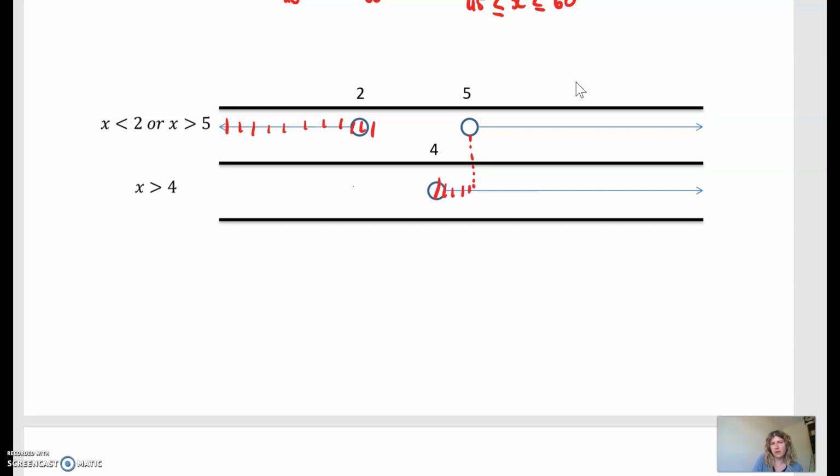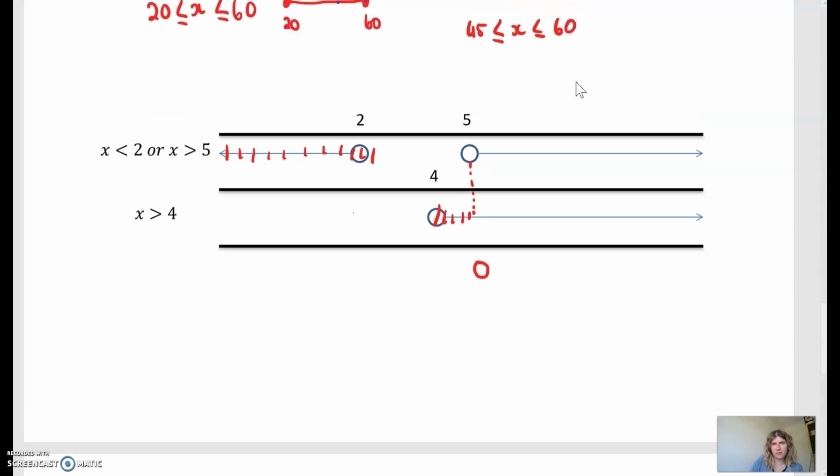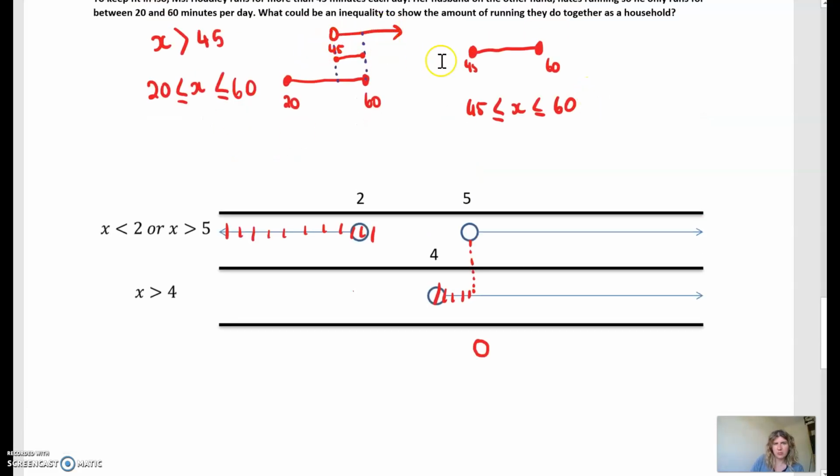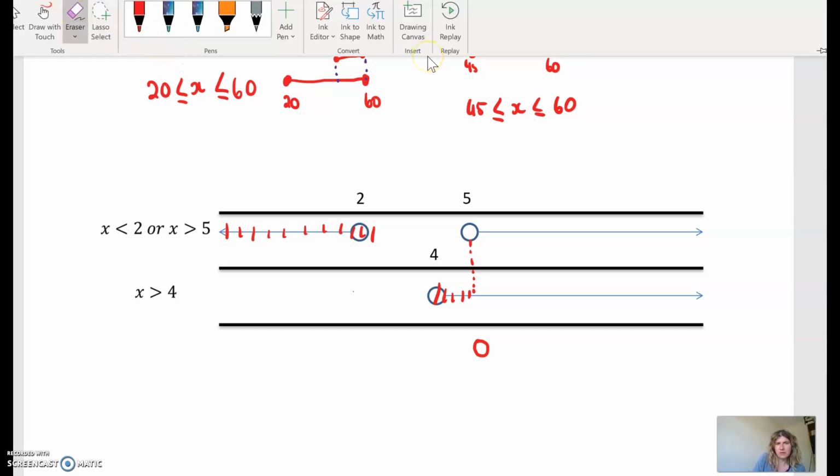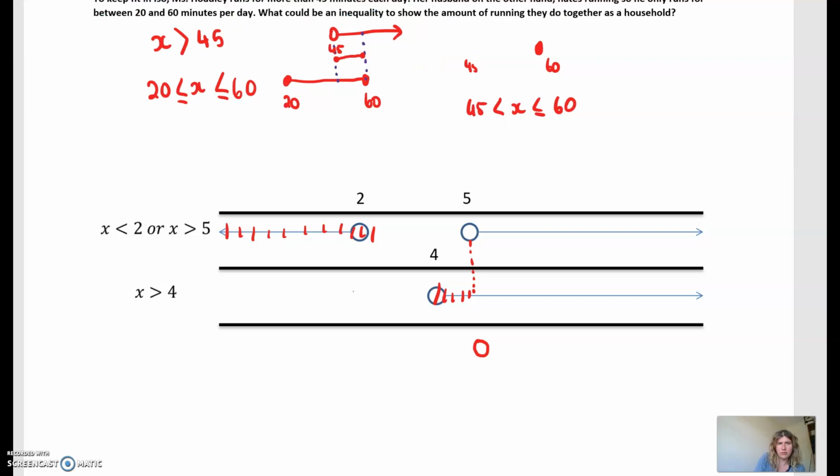We're only looking at the overlap, and this stays as an open circle in this case. Actually, I think that means I did this wrong here, because that should be an open circle at 45. Sorry, that's my bad. That should be an open circle at 45 because I'm running for more than 45 minutes, so I'm not including that 45. So the only part where we overlap would be more than 45. Yeah, that makes more sense.